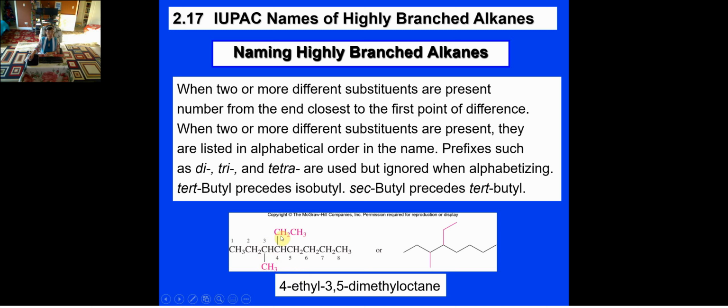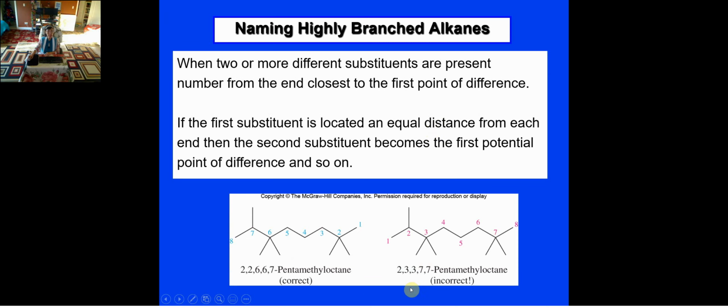If you have a methyl and an ethyl, how do you name these two different groups? You name the groups based on alphabetical order. So therefore, ethyl comes first, followed by methyl. Ethyl at number 4, you call it 4-ethyl-3-methyl octane. So that's how you name compounds with highly branched chains.